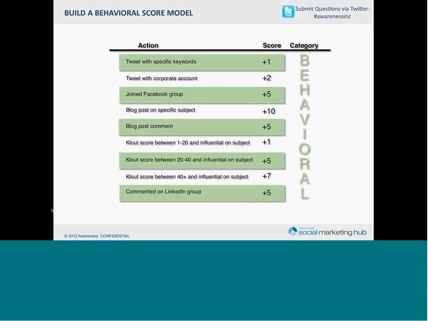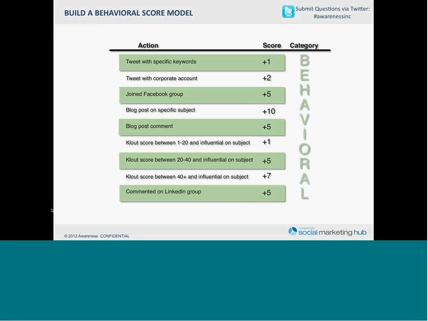So you might say, I want to get a better understanding of these people, and I want them to bump up to the top of the list depending on the weights that I apply to the actions and conversations they take. So you may want to look at specific keywords they may tweet with. You may want to know if they tweet directly with your corporate Twitter account, if they join a Facebook group, blog about a subject, blog comment on something, if they have a specific Klout score, or maybe you use this to define a score specific to your company versus relying on someone like Klout who may not know the intricacies of your business. You may comment on a LinkedIn group, and that's all behavioral stuff.